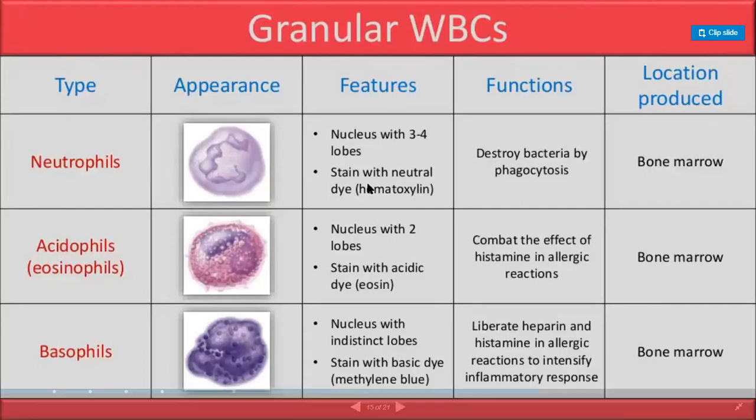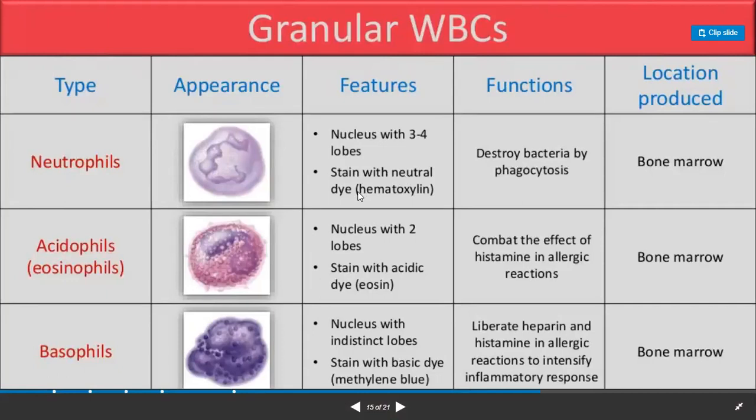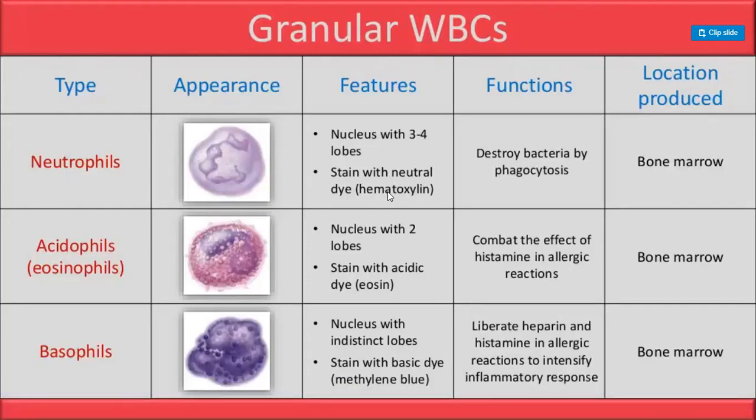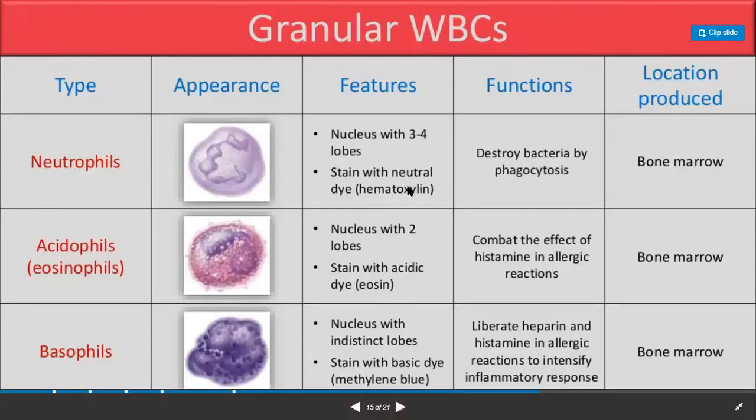Okay. Now, when you stain them with the dye, the name of the dye is called hematoxylin. So this is the dye you use to try to identify the type of white blood cell. So when you put hematoxylin and the white blood cell is neutral to hematoxylin, then you know that it is a neutrophil. And in appearance, it has 3 to 4 lobes.